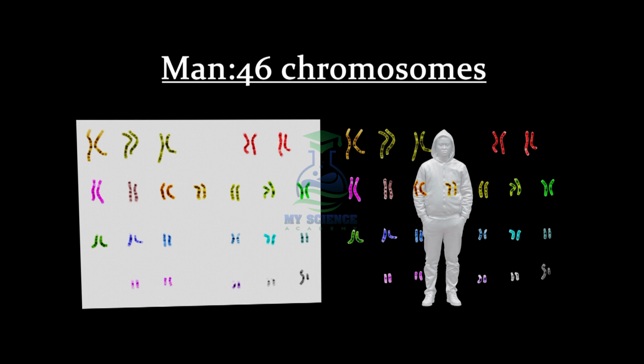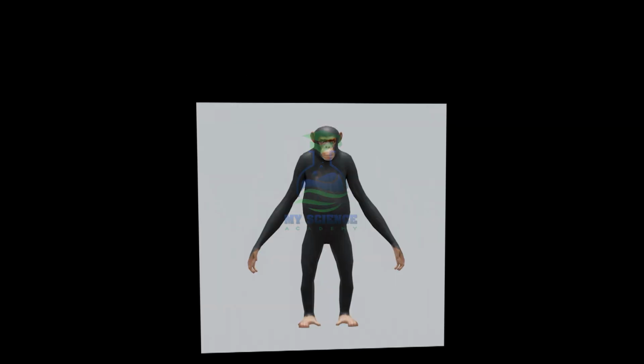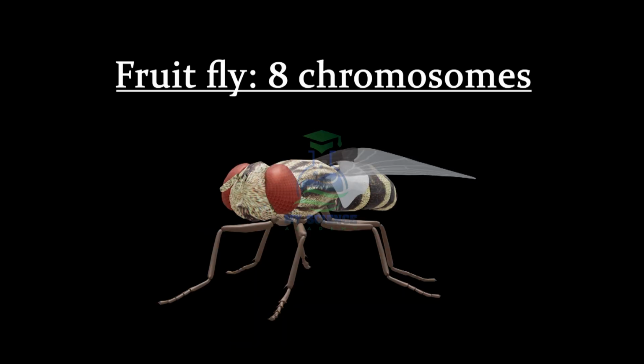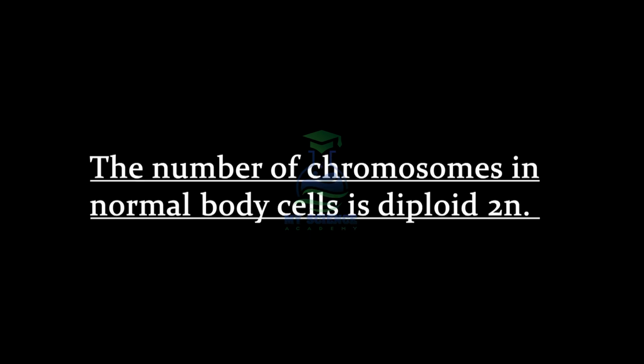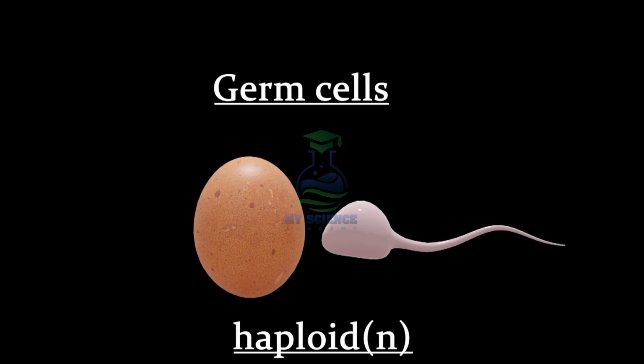For example, in man the number of chromosomes is 46, in frog the number of chromosomes is 26, in chimpanzee the number of chromosomes is 48, and in fruit fly the number of chromosomes is 8. The number of chromosomes in normal body cells is diploid 2n, while in germ cells the number of chromosomes is haploid n.